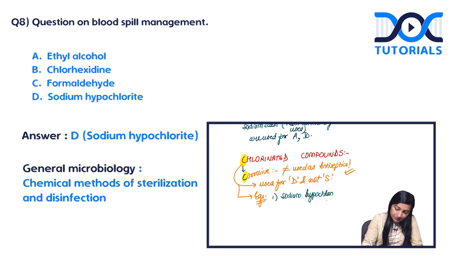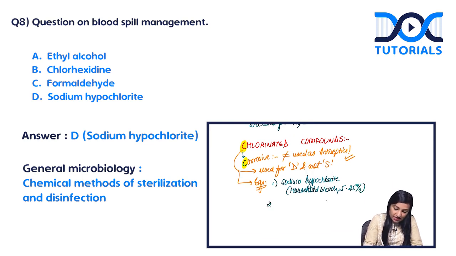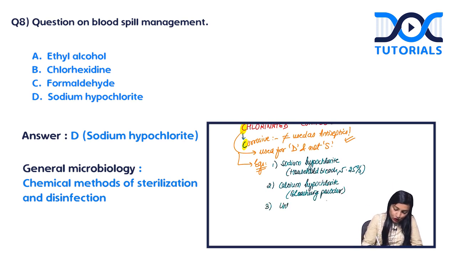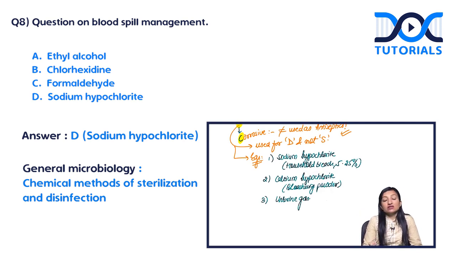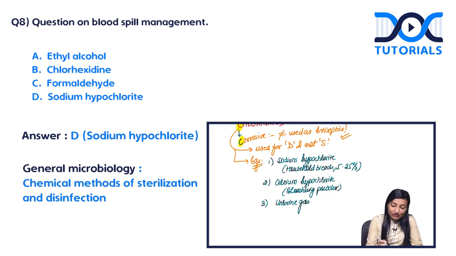Now, examples of such chlorinated compounds which you need to remember are sodium hypochlorite, that is famously known as household bleach. 5.25% is the concentration used most commonly. Then we have got calcium hypochlorite, that is bleaching powder. Then chlorine gas.